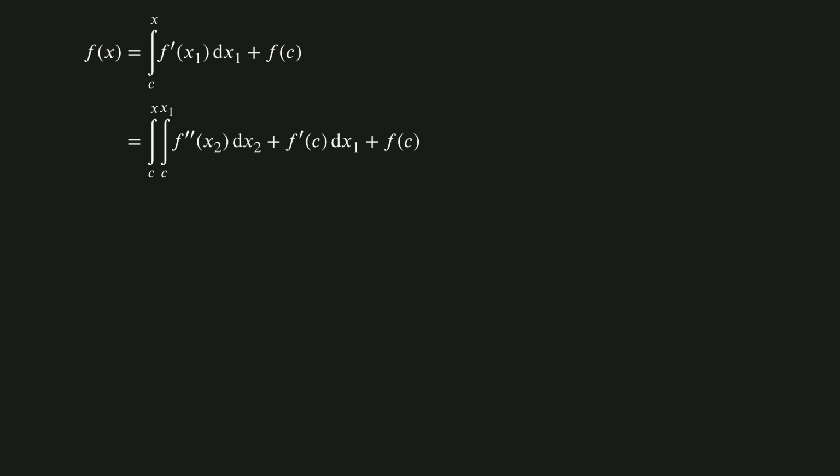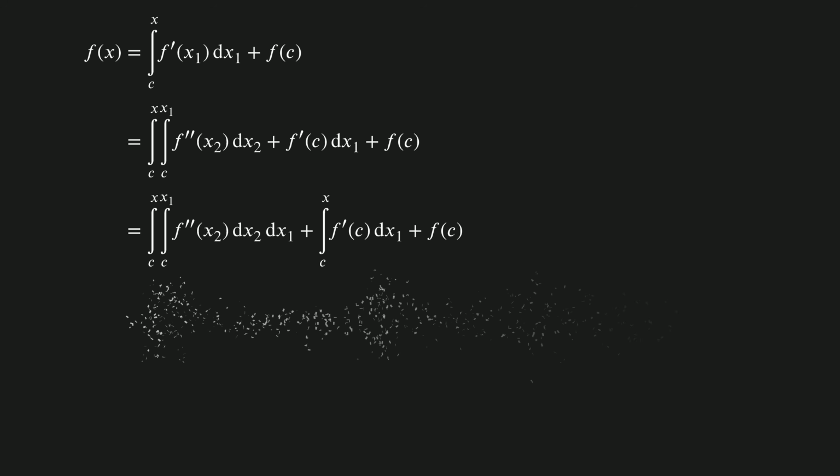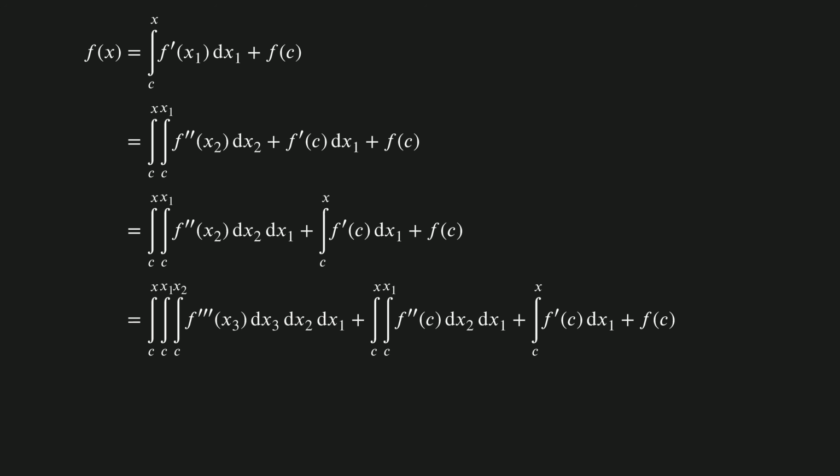And since integration is a linear operator, we can split this up into the integral from c up to x of the integral from c up to x1 of the second derivative of f at x2 dx2 dx1 plus the integral from c up to x of the derivative of f at c dx1. But we're not done yet, because remember, f is infinitely differentiable. So the second derivative of f is also a differentiable function. But that means we can apply the FTC to it. So f of x is in fact equal to this.